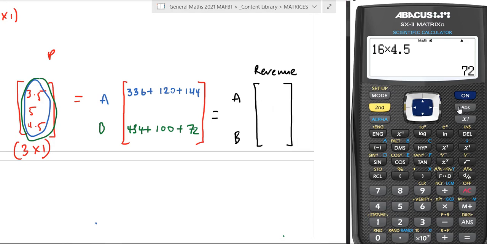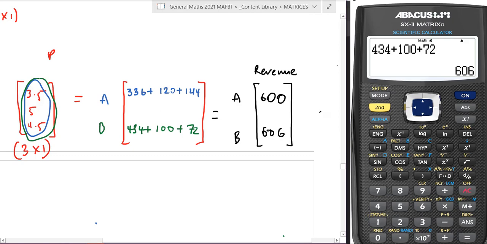So just add them all together now. 336 plus 120, plus 144 equals 600. And then for the bottom one, we've got 434 plus 100 plus 72, and that equals 606.